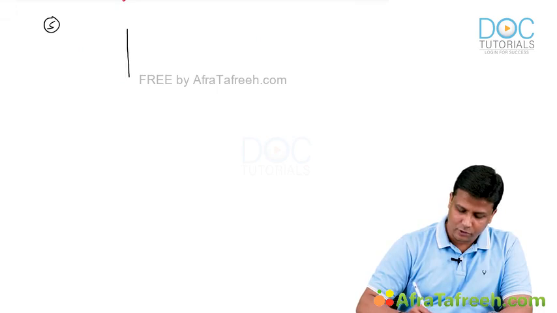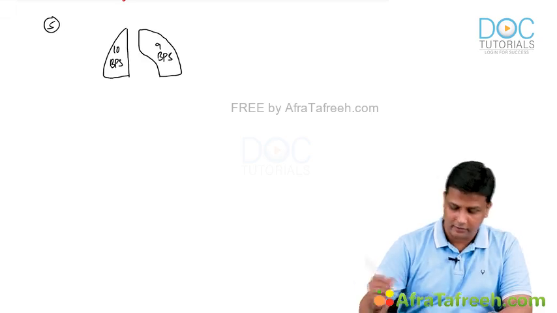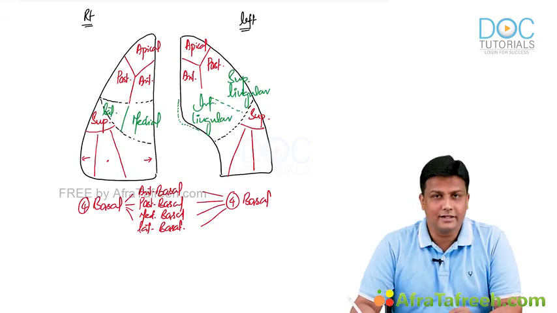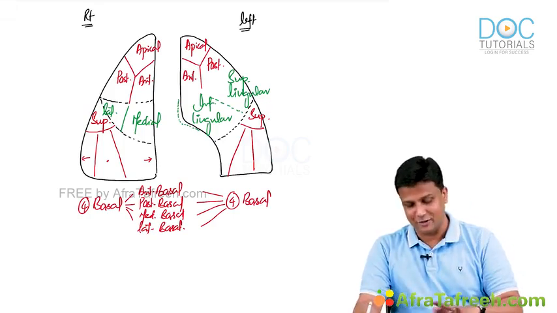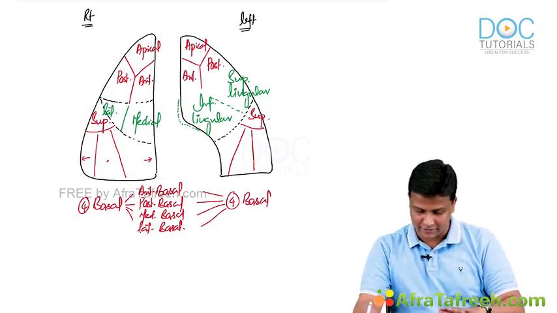Right lung will mostly have 10 bronchopulmonary segments in most people, whereas the left lung will have only 9 bronchopulmonary segments in most people. What is the reason? Why is it like this? Just to recall, I have just taught you all the names of the bronchopulmonary segments in this diagram.